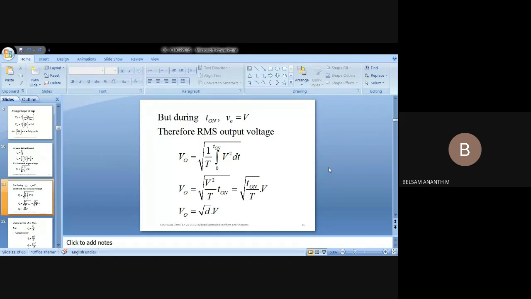So that is called V into root of D. At the end of the equation we have written V into root of D. What does root of T on by T indicate? The duty cycle. Therefore, the output voltage V naught equals square root of D into capital V. V is the voltage and D is the duty cycle, T on divided by T on plus T off. T on plus T off represents capital T.